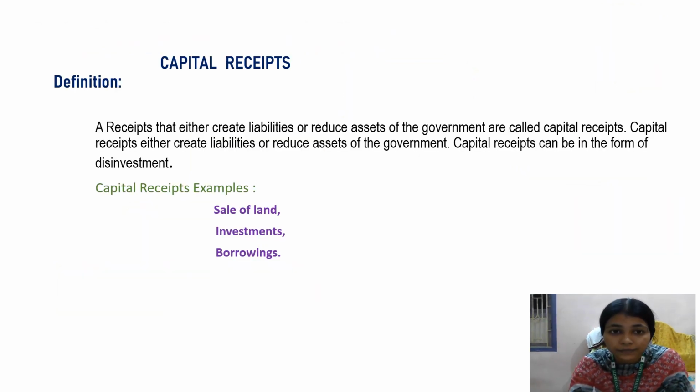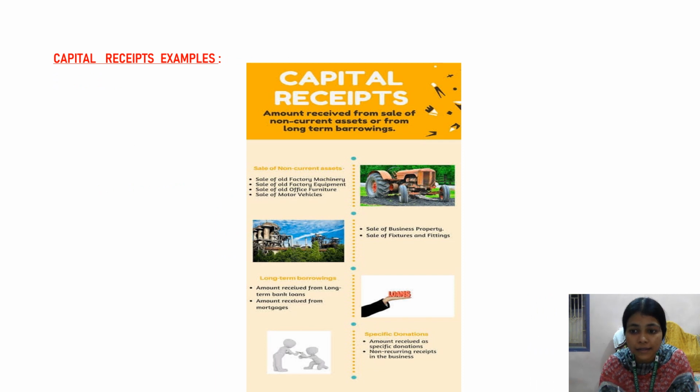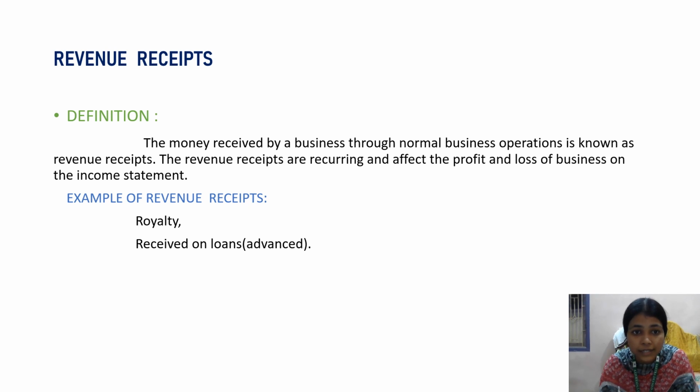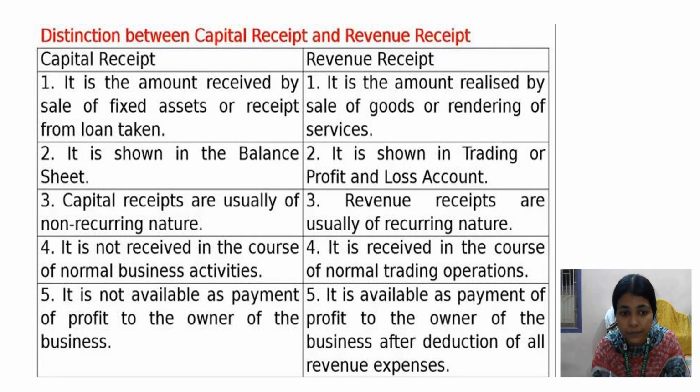Here is the definition of capital receipt. A receipt that either creates liabilities or reduces the assets of the government is known as a capital receipt. Some examples of capital receipts are sale of land, investments, and borrowings. Here is an image of capital receipt examples. Revenue receipts are receipts that arise through normal business operations. Examples of revenue receipts include royalty and loans received in advance.